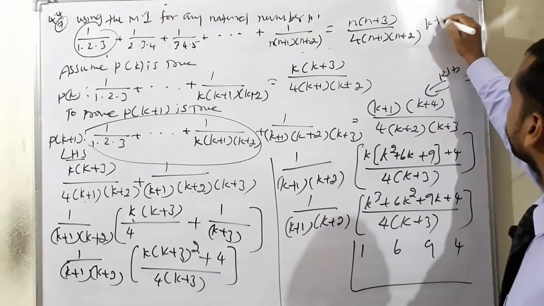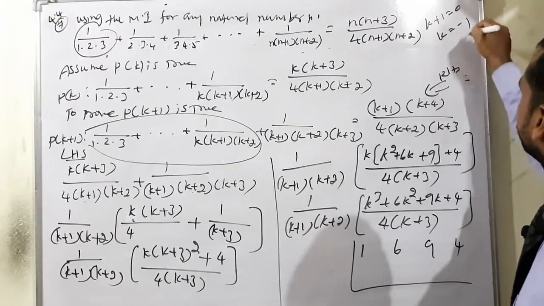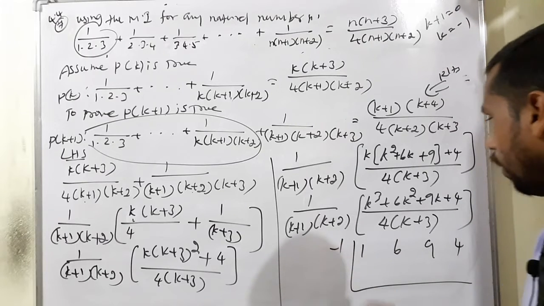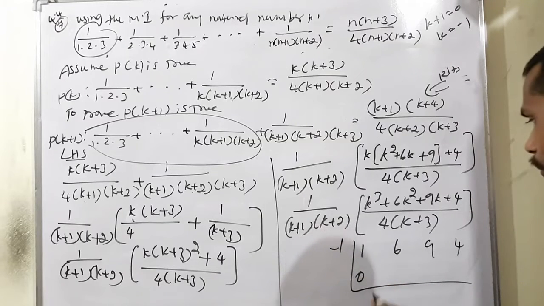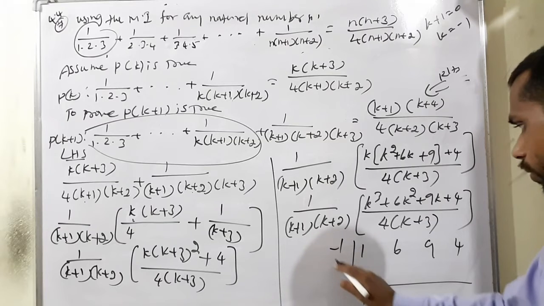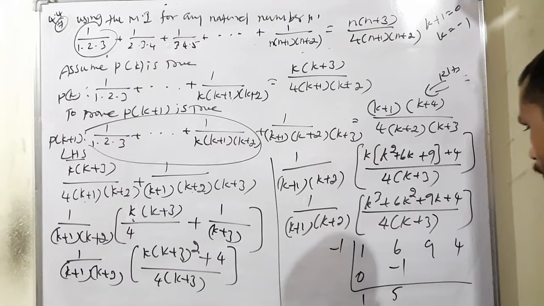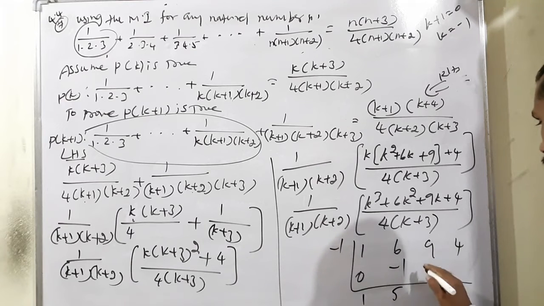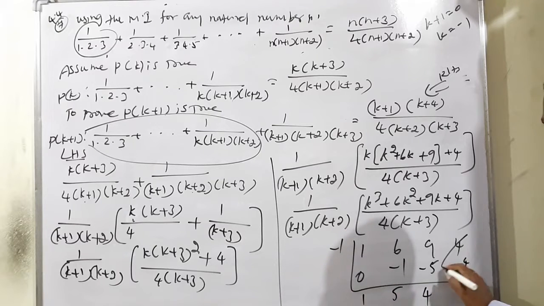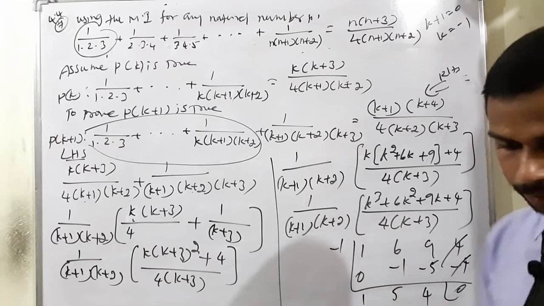So consider k plus 1 is equal to 0, which means k is equal to minus 1. So what will happen? Minus 1 means first consider 0, so 1 plus 0 is equal to 1. Therefore 1 into minus 1 means minus 1. 6 minus 1 is equal to positive 5. Again minus 1 into 5 means minus 5. 9 minus 5 is equal to positive 4. Minus 1 into 4 is equal to minus 4. Therefore plus 4 minus 4 cancel, which means 0.